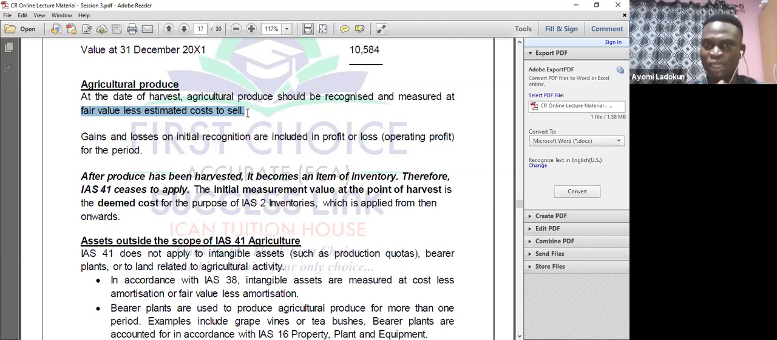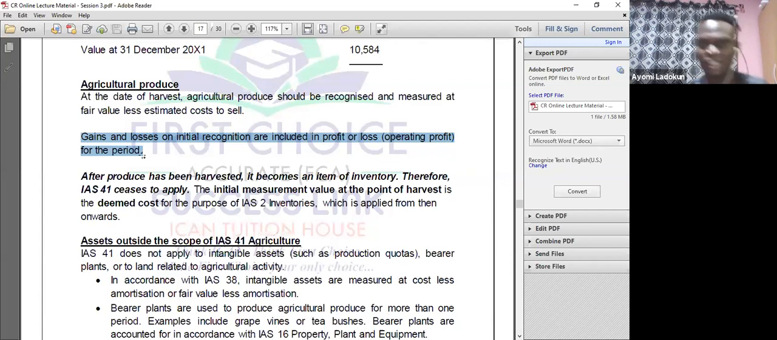So be with me. Now, when you want to go and harvest, for example, you want to harvest your maize in the farm, you want to harvest your cassava in the field, at the date of the harvest, agricultural produce should be recognized and measured at fair value, less cost to sell, okay? So on a particular date that I go to my farm to harvest, I need to measure it and recognize it at fair value, less cost to sell. Gains and losses on initial recognition are also included in the P&L account. Don't forget the same thing is also applicable to a biological asset.